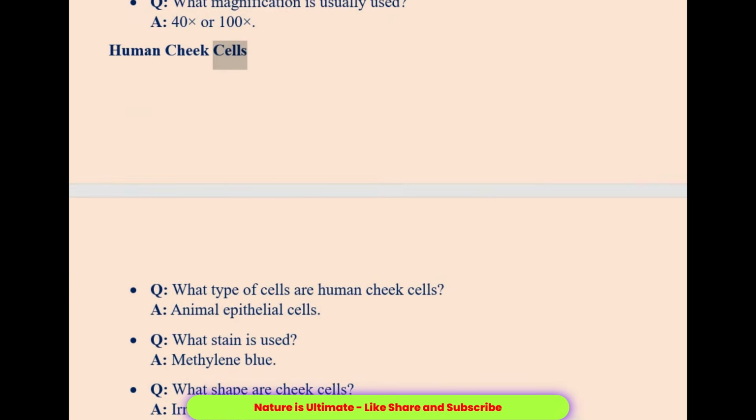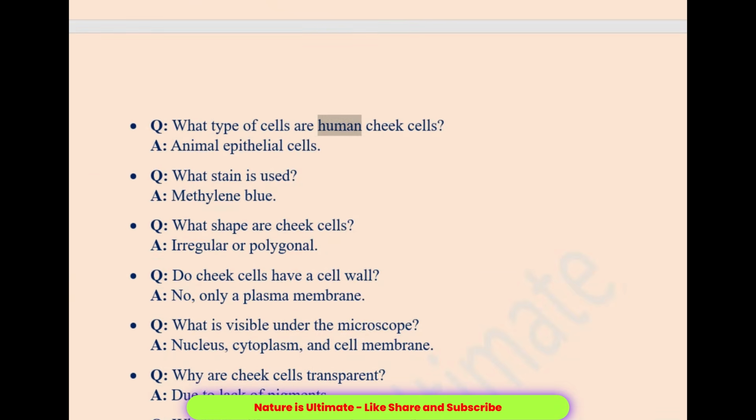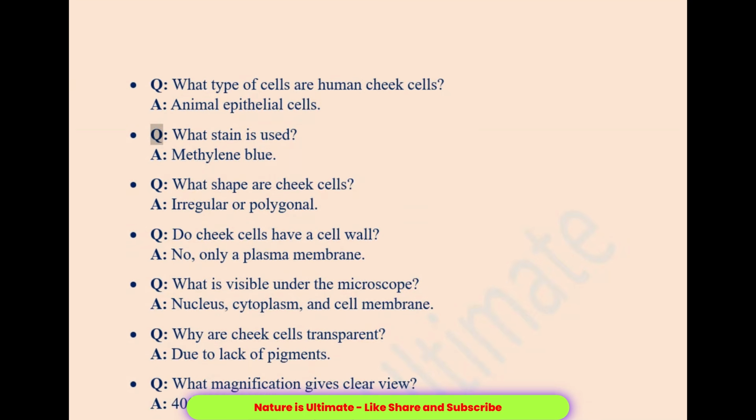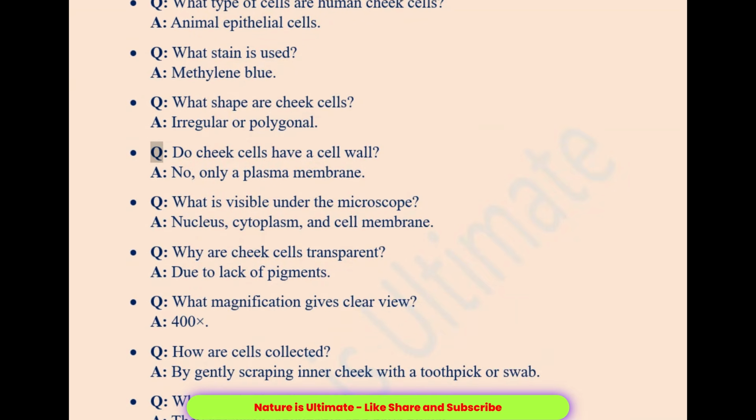Human cheek cells. Q. What type of cells are human cheek cells? A. Animal epithelial cells. Q. What stain is used? A. Methylene blue. Q. What shape are cheek cells? A. Irregular or polygonal. Q. Do cheek cells have a cell wall? A. No, only a plasma membrane.